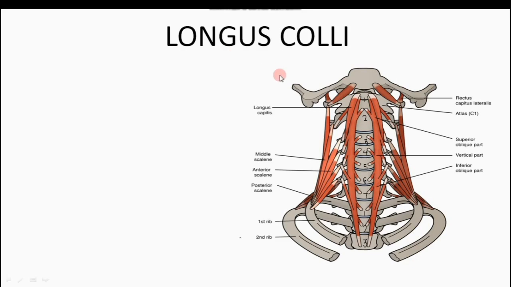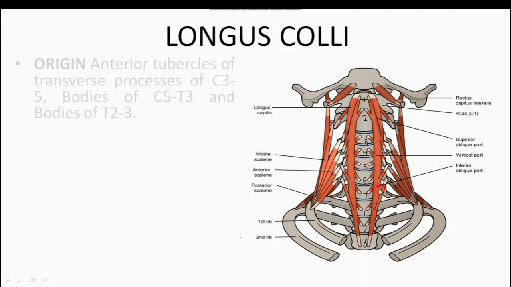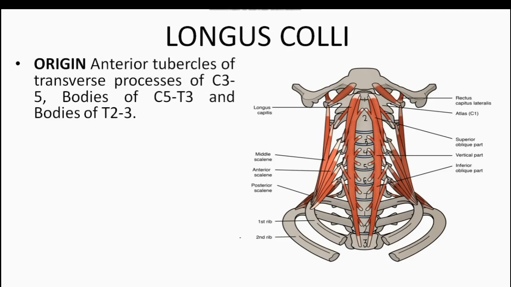Longus colli, as its name indicates, is the longest prevertebral muscle, and it extends from C1 to T3, first cervical vertebra to third thoracic vertebra. This muscle has 3 parts. First is the superior oblique part, then vertical part, then inferior oblique part. We will see the origin, insertion, nerve supply and action.